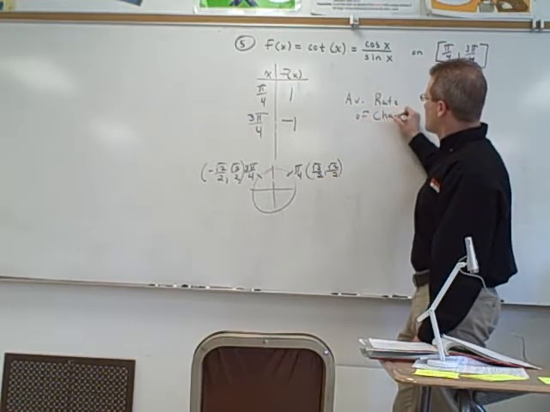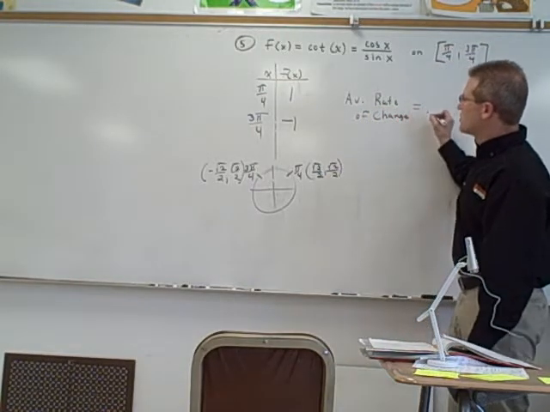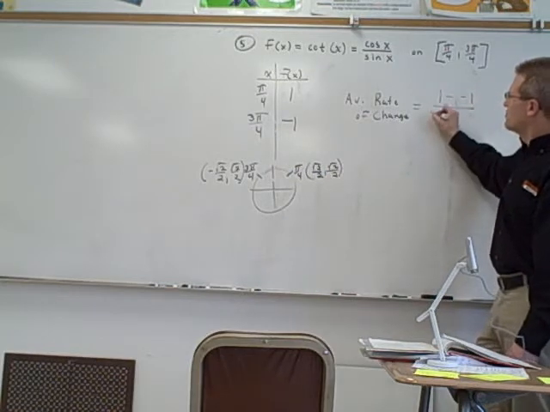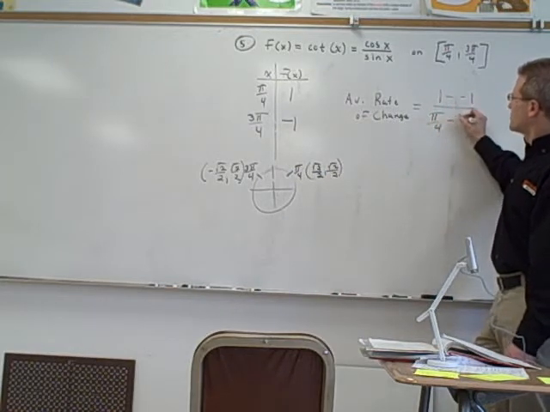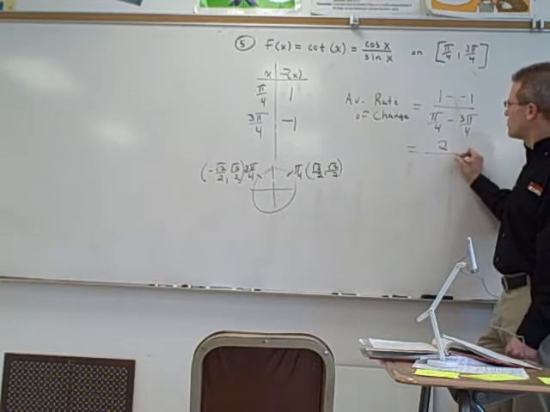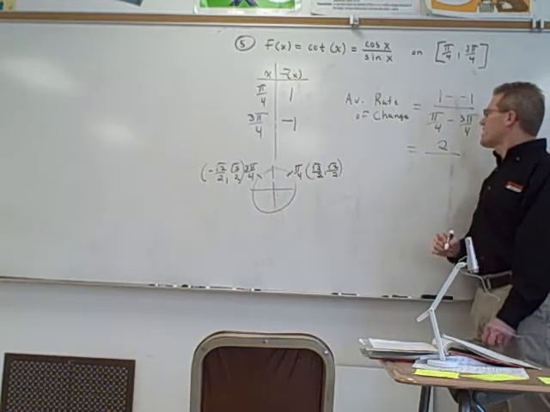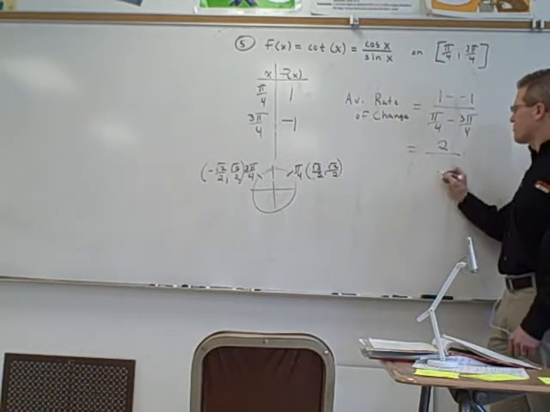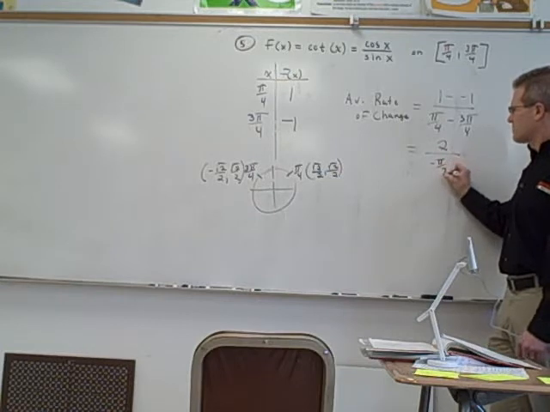Yep, so the average rate of change, just do change in y over change in x. So I'm going to do 1 minus negative 1 on the top. On the bottom, I'm going to do pi fourth minus 3 pi over 4. That's going to come out to 2 over, what do I get if I take a fourth of pi minus 3/4 of pi? Negative a half of pi. Like that.